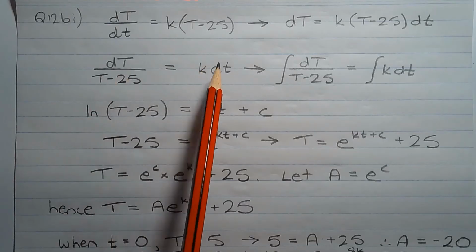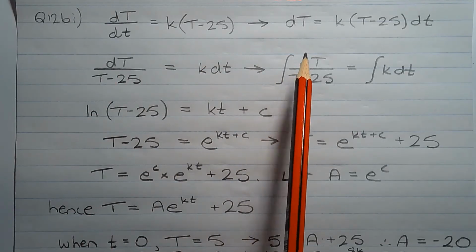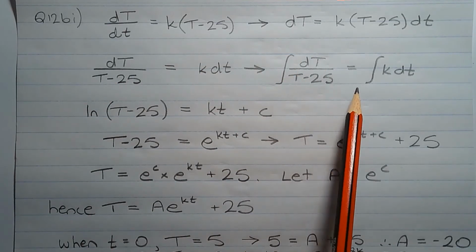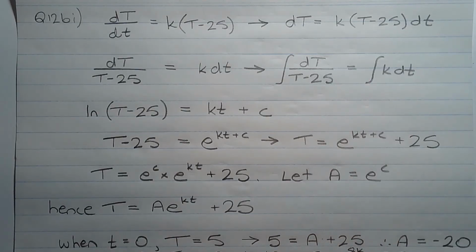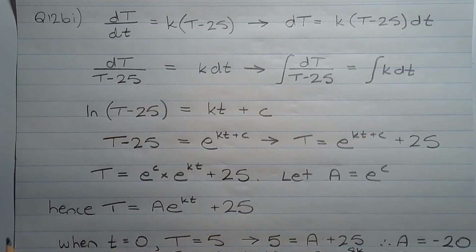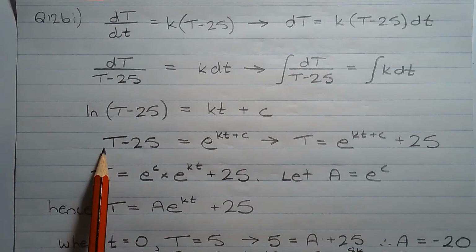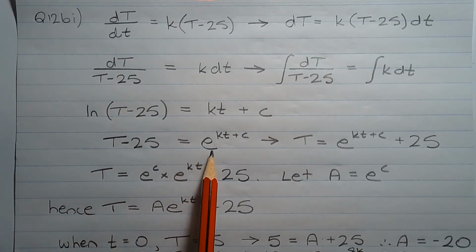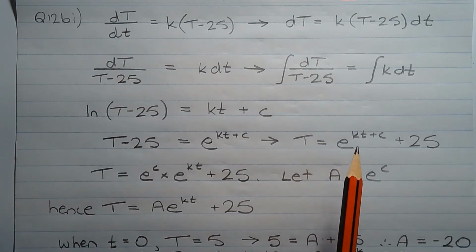Next, we integrate both sides of this equation. So the integral of d capital T over capital T minus 25 is equal to the integral of k dt. And that gives us ln of capital T minus 25 is equal to kt plus the constant c. Now, raising both sides of the equation to the base e, we get capital T minus 25 is equal to e to the power of kt plus c. And adding 25 to both sides, we get capital T is equal to e to the power of kt plus c, plus 25.